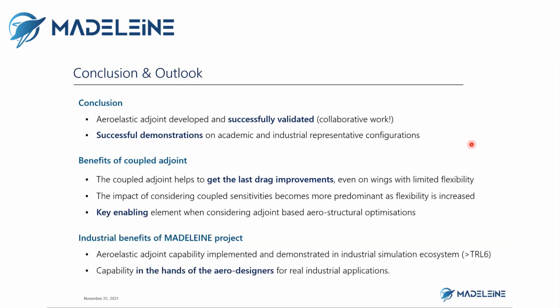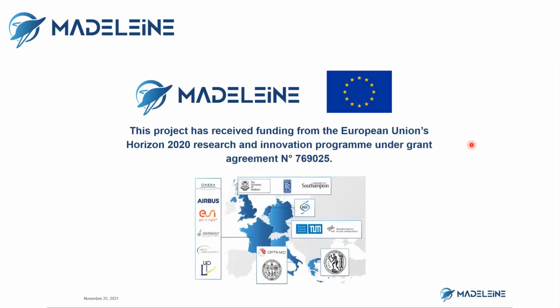In terms of industrial benefit of this Madeleine project, first, the aeroelastic adjoint capability was implemented and demonstrated in the industrial simulation ecosystem. So this means that we started at the beginning of the project at around TRL 3, and thanks to the project, we went up to TRL 6. We now have a maturity such that the capability is in the hands of the aero designers, and they are using it for a real industrial application. So many thanks for this Madeleine collaboration to help us in increasing our capability in aero shape optimization.